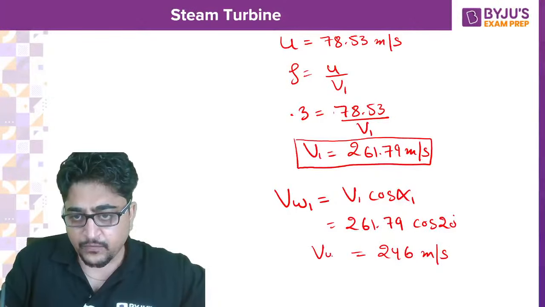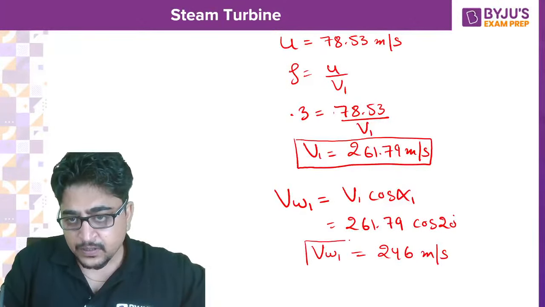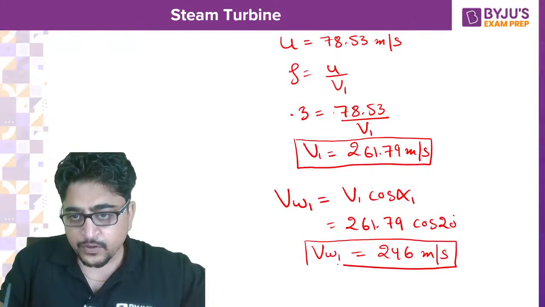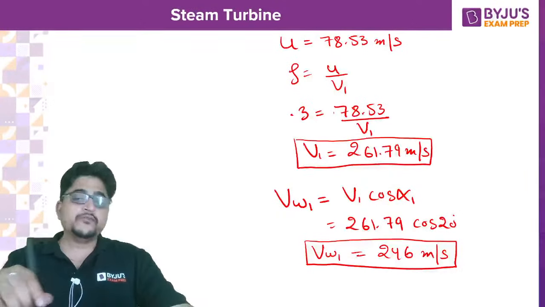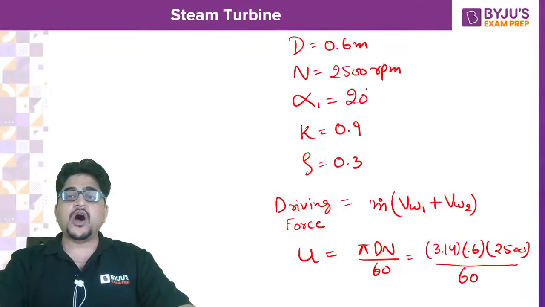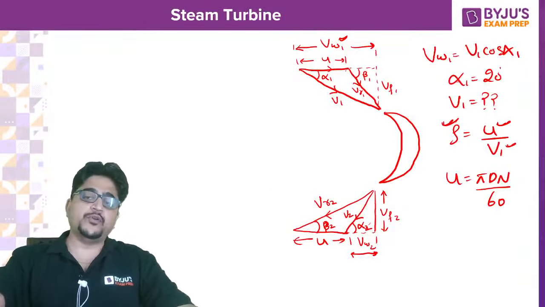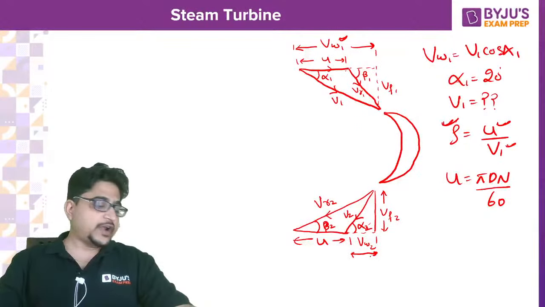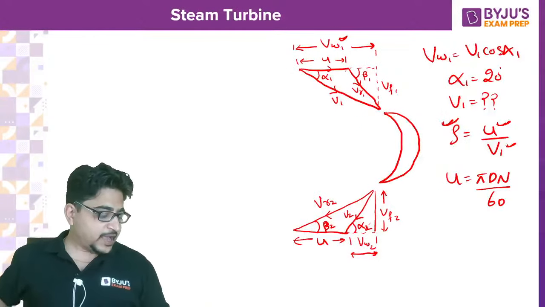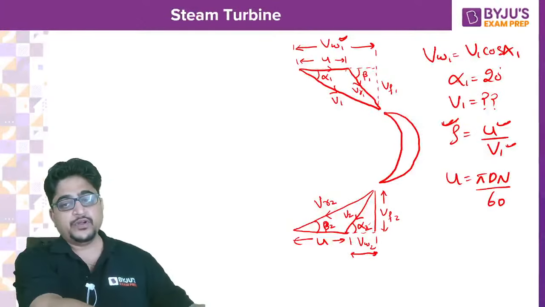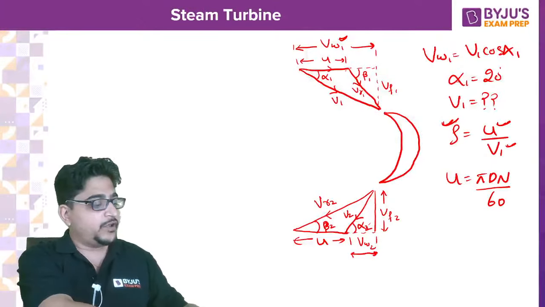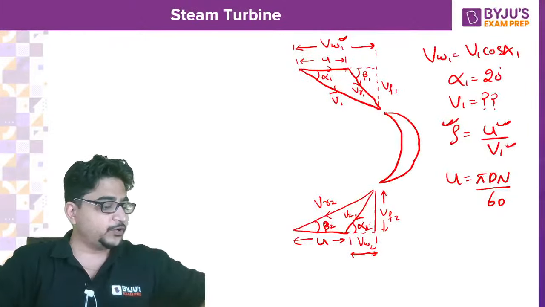So we got the value of VW1. Now I have to find the value of VW2. Can any one of you tell me how we are going to find the value of VW2?